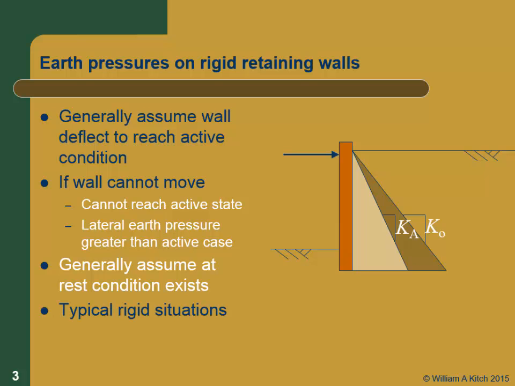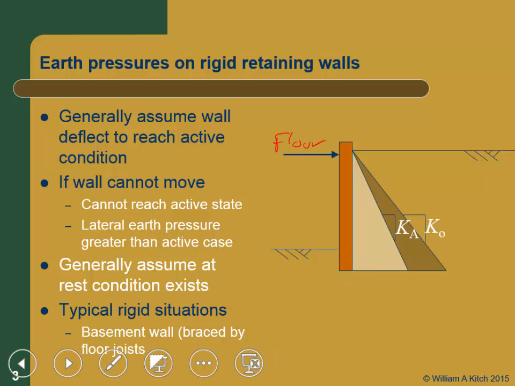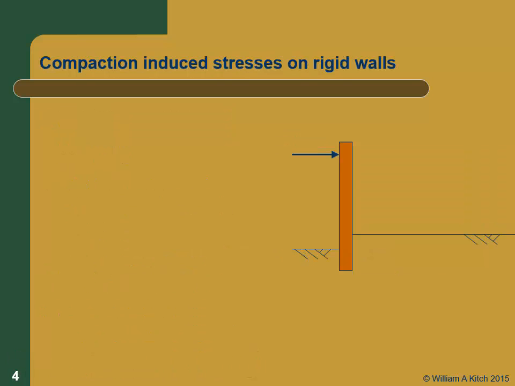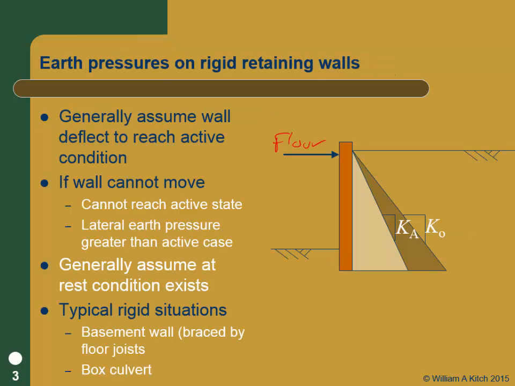So what's the most common case where we have walls that don't move? Basement walls, right? Very common. If you have basement walls, you've got a floor joist, this is going to be your floor, and it's going to be supporting this. Another case where that is likely to happen is if you've got a box culvert. Lots of times you'll see these box culverts. You better not design a box culvert for the active earth pressure because this is not moving.